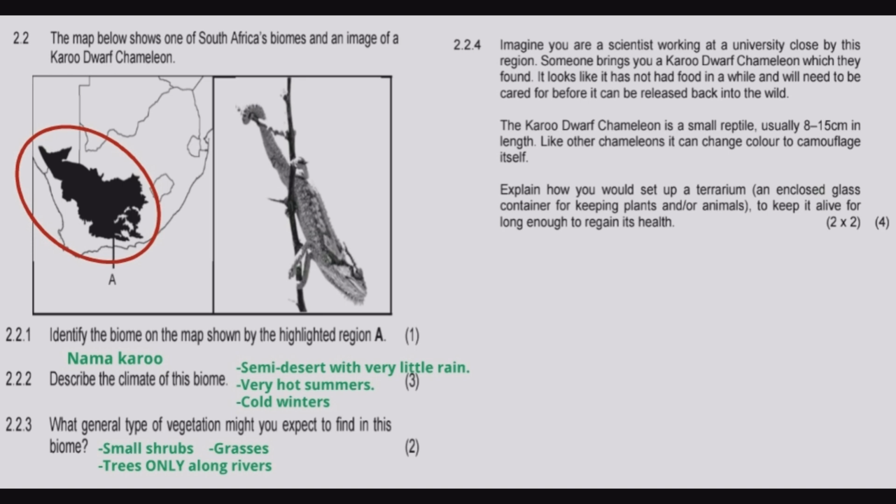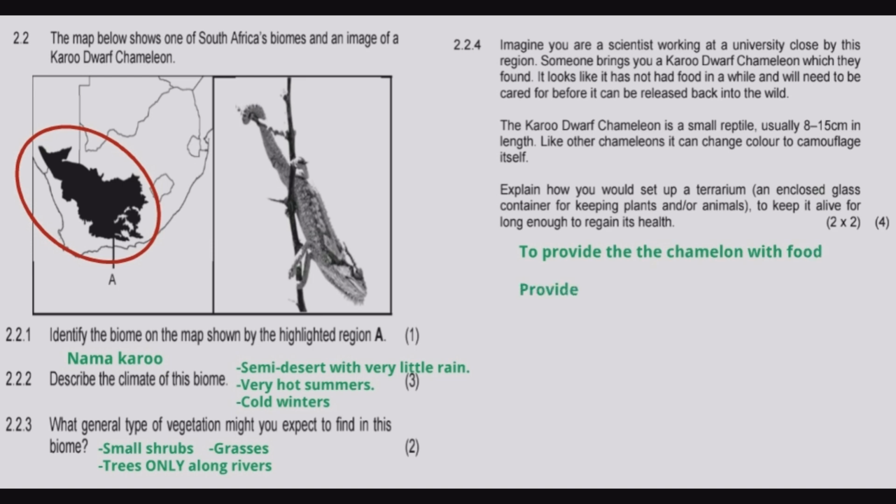Explain how you would set up a terrarium, an enclosed glass container for keeping plants and/or animals, to keep it alive for long enough to regain its health. So what you can do: one, you make sure that you provide the chameleon with the food that it needs, like grasshoppers, flies, those small insects.